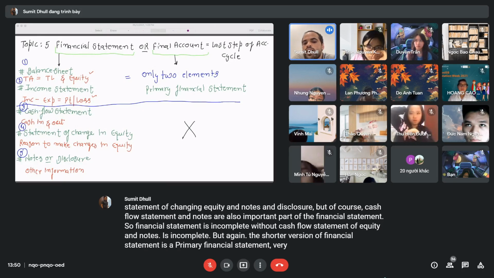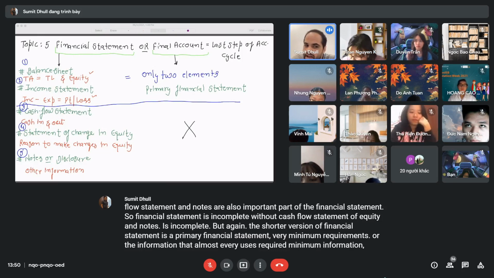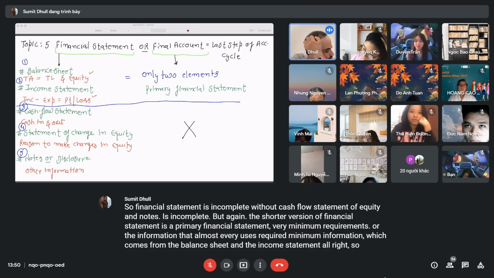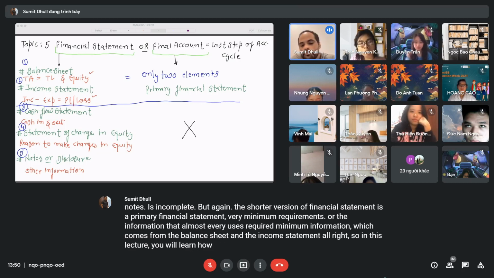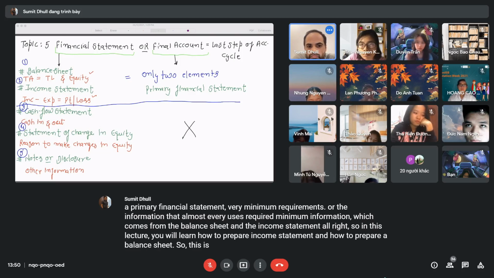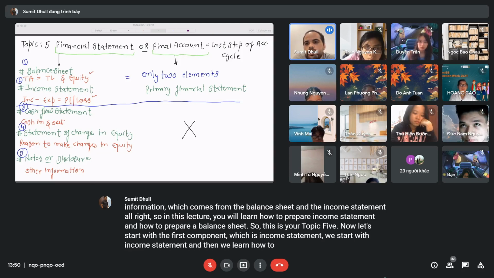But again, the shorter version of financial statement is a primary financial statement. Very minimum requirements, or the information that almost every user requires. Minimum information, which comes from the balance sheet and the income statement. All right. So in this lecture, you will learn how to prepare income statement and how to prepare a balance sheet. So this is your topic 5. Now let's start with the first component, which is income statement. We start with income statement and then we learn how to prepare a balance sheet.